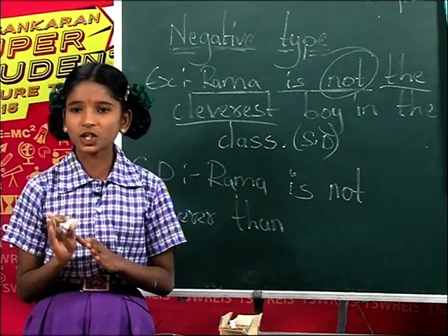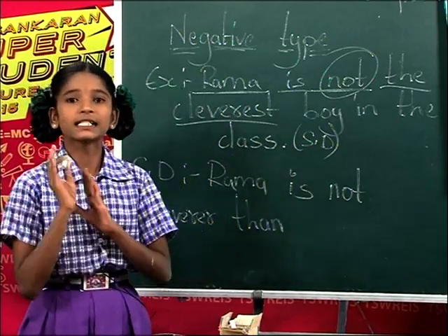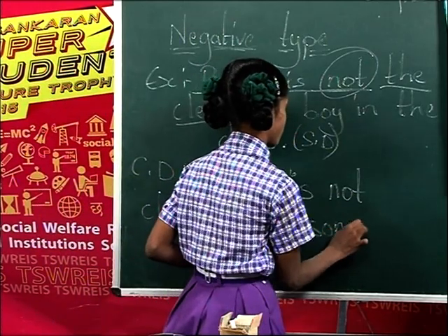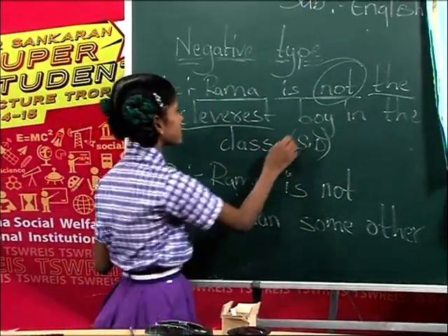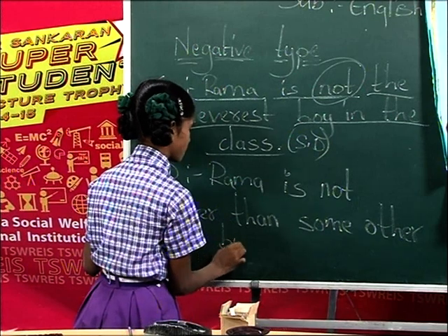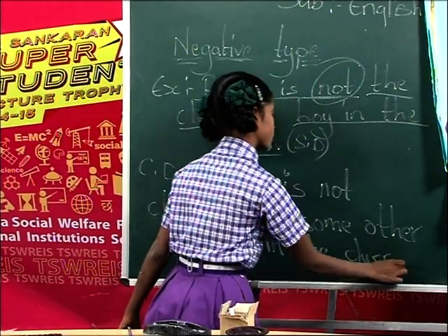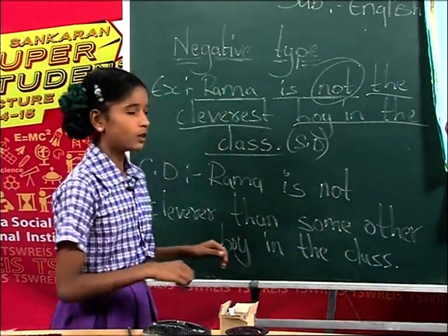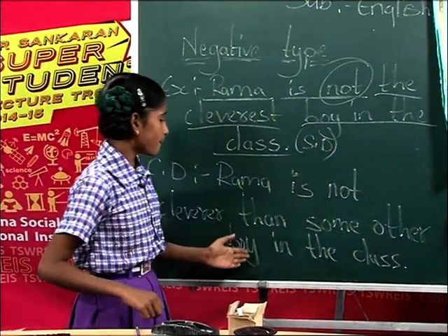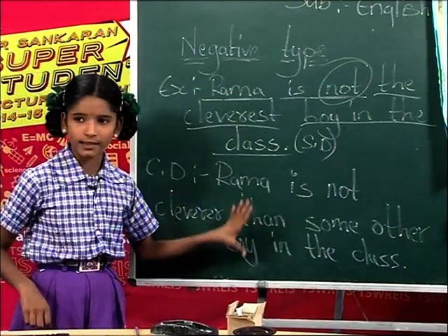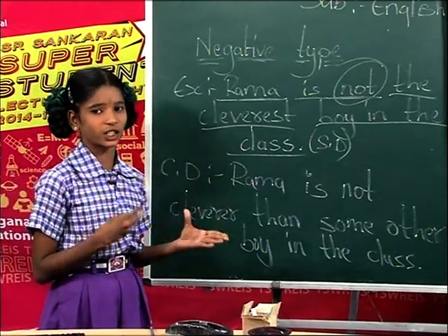Now we should add most other. In special type we add most other, but in negative type we should add some other. Now we should write the last part of the sentence, that is boy in the class. Now read this sentence. Rama is not cleverer than some other boy in the class. Now in which degree is this sentence, friends? Yes, it is in comparative degree. Now we are going to change it to positive degree.